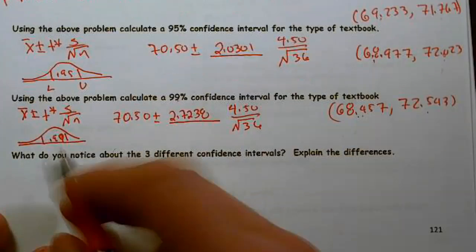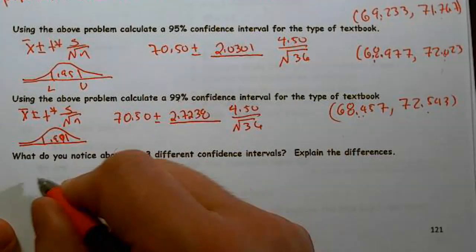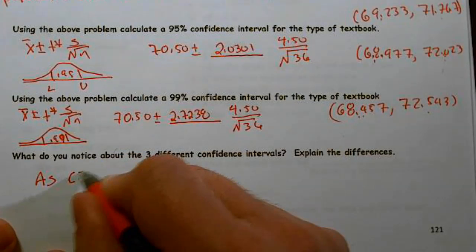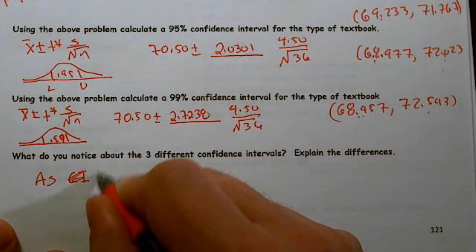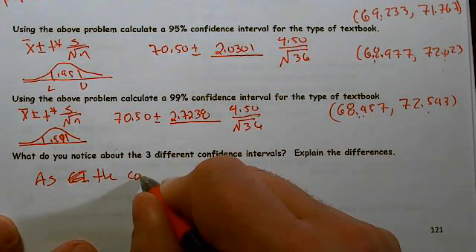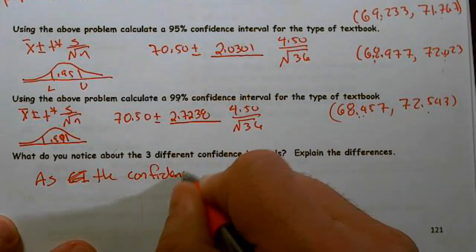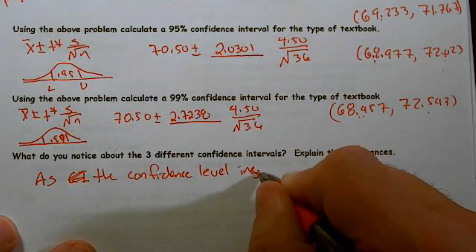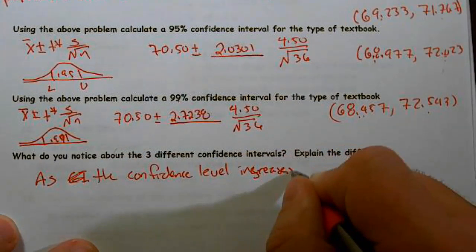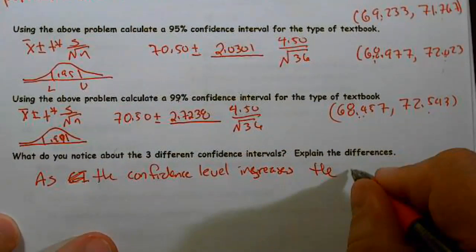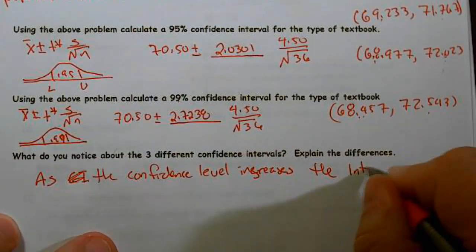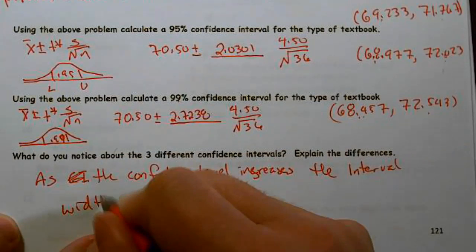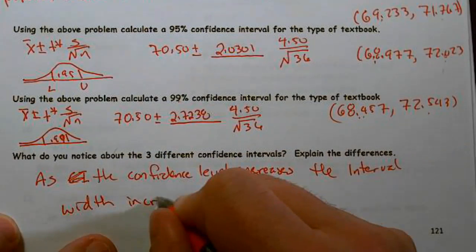So what do we notice as the confidence level increases? The interval width increases.